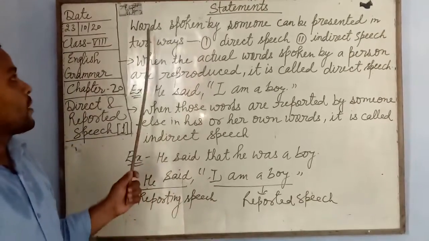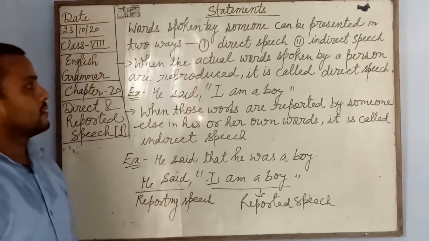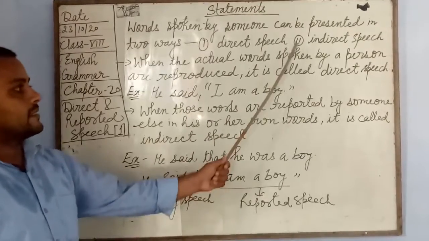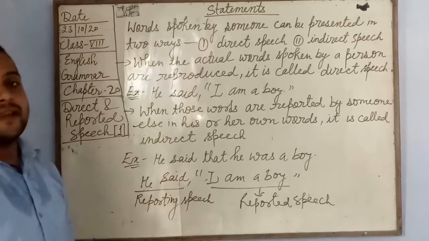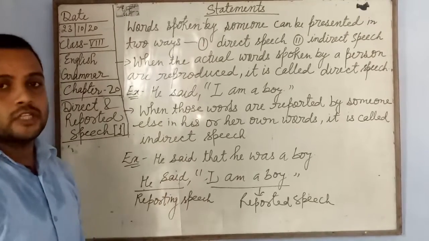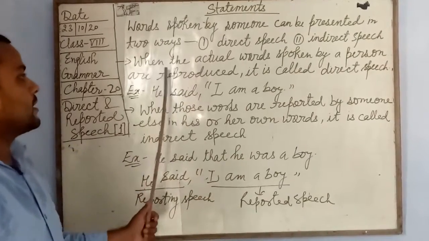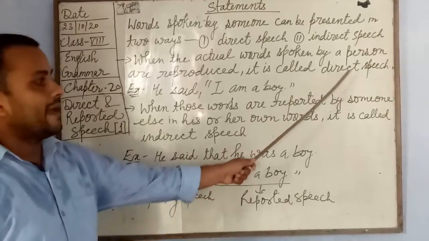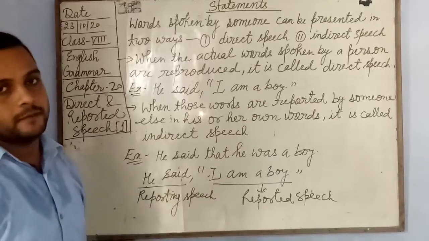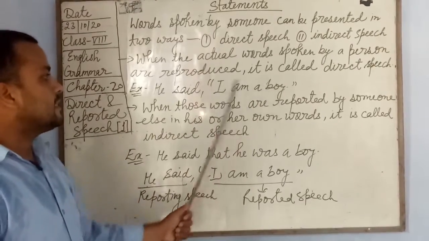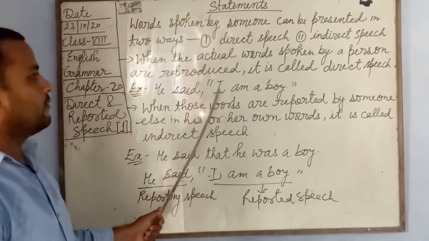Just see, words spoken by someone can be presented in two ways. First one is direct speech and second one is indirect speech. What is direct speech and what is indirect speech? You have to know. When the actual words spoken by a person are reproduced, it is called direct speech. For example, he said, "I am a boy." It is a direct speech because it is the actual word of the speaker.